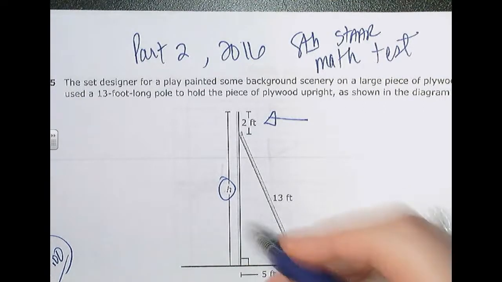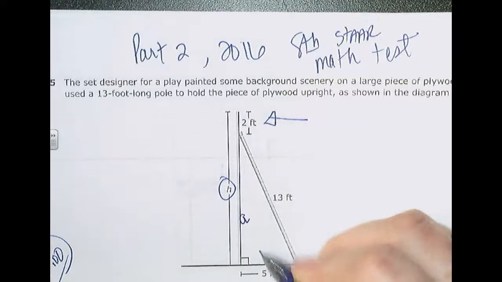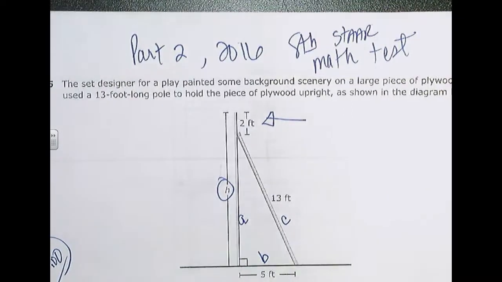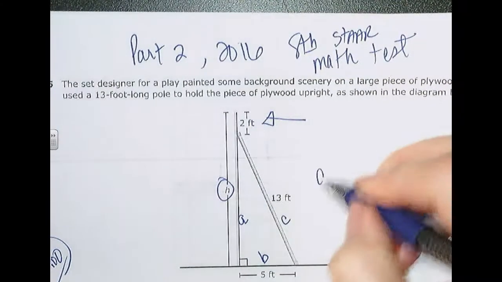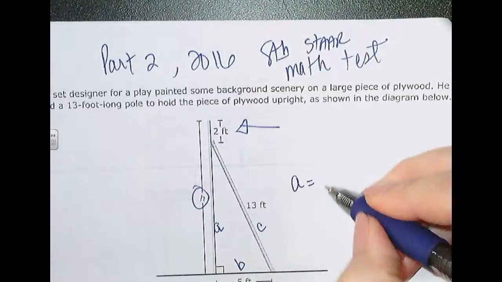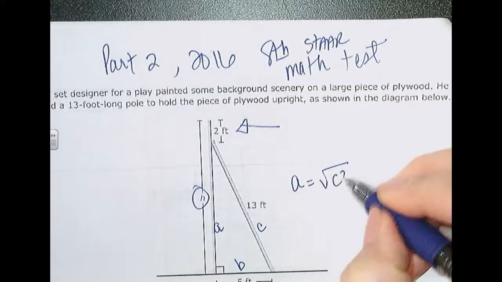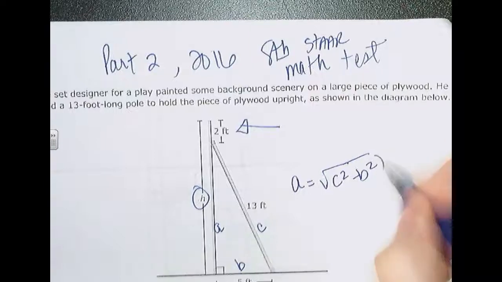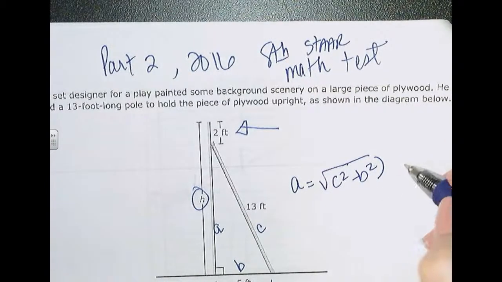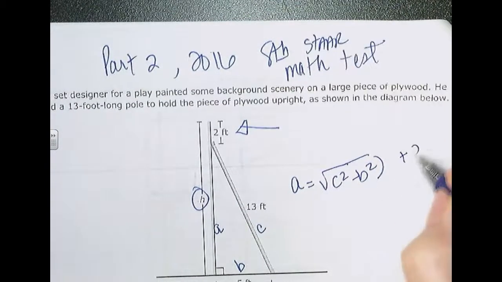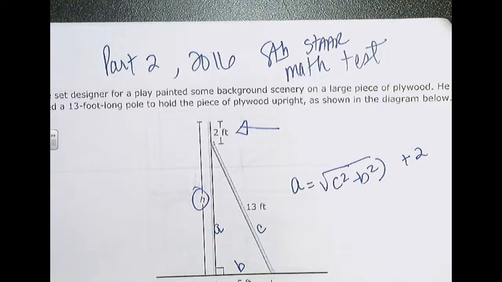So, let's see what you've got. It looks to me like this would be A, this would be B, and this would be C. If I'm missing A, I need the shortcut formula: A equals the square root of C squared minus B squared. But remember, close that door, and you might want to add 2 to the problem as well. So let's put that in the calculator and see what we get.